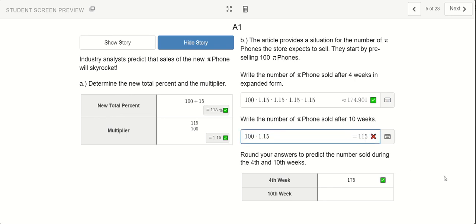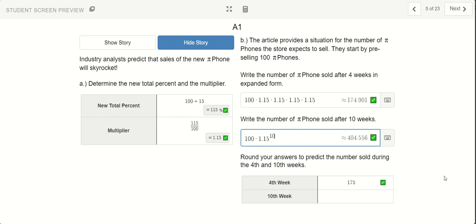So this is the same thing as having an exponent of 10, right? Because I need 10 of these multiplied together. So imagine this is a 1.15, 1.15, 1.15, 10 times. This is just a shorthand for writing repeated multiplication. So again, like before, I have to round my answer. So this should be 405. Again, it might show an X for this answer, but 405 should be the correct answer.